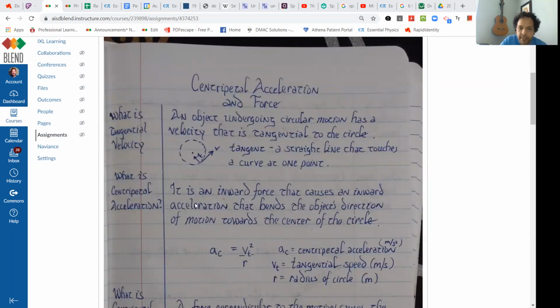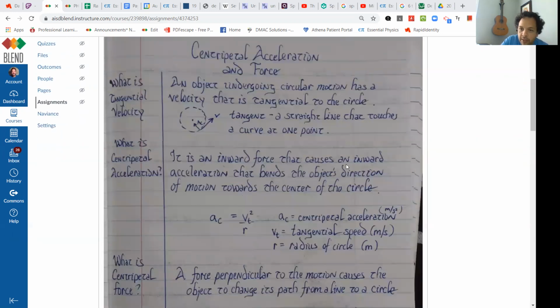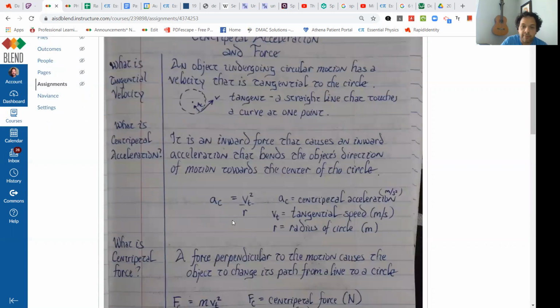Then we have centripetal acceleration. It is an inward force that causes an inward acceleration that bends the object's direction of motion towards the center of the circle. So you have this object, maybe a ball on a string, you're spinning it around. Well, the ball wants to go in a straight line and wants to have a linear velocity. But we have the string and we're pulling it in each direction, making it go in a circle. Well, that's the centripetal acceleration, and that's going to turn into a centripetal force.